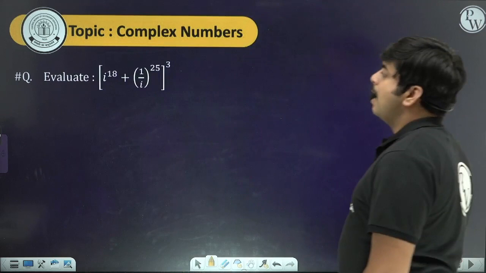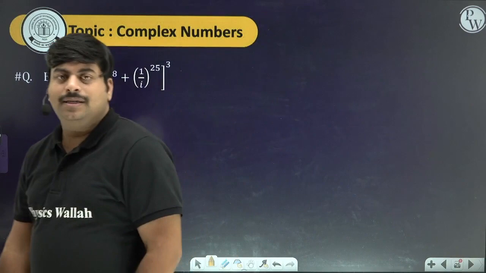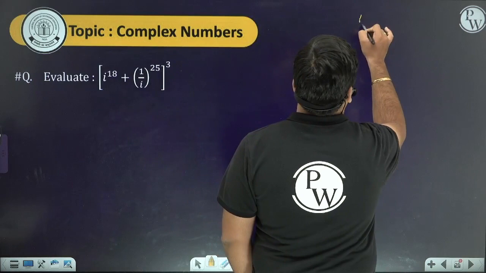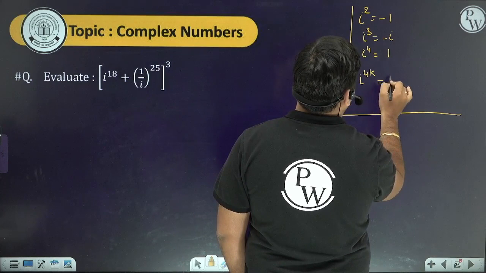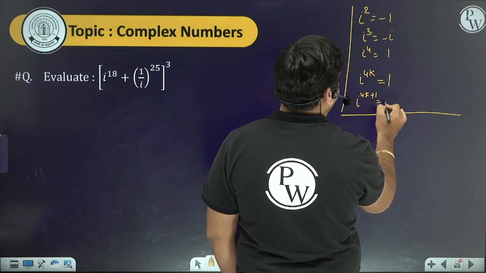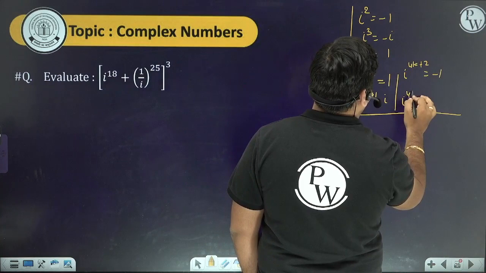Evaluate (i^18 + (1/i^25))^3. Well, we discussed powers of i. i squared is minus 1, i cubed is minus i, i to the power 4 is 1. I told you, i to the power 4k will be equal to 1, i to the power 4k plus 1 will be i, i to the power 4k plus 2 will be minus 1, and i to the power 4k plus 3 will be minus i. We have discussed all this earlier. That's not new for you.